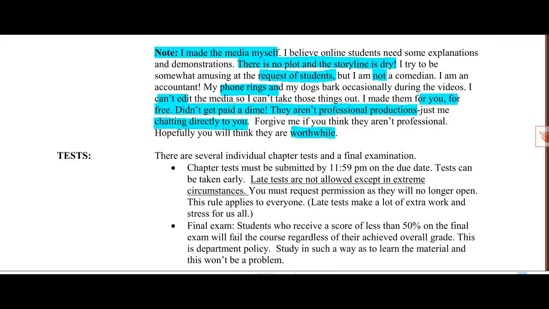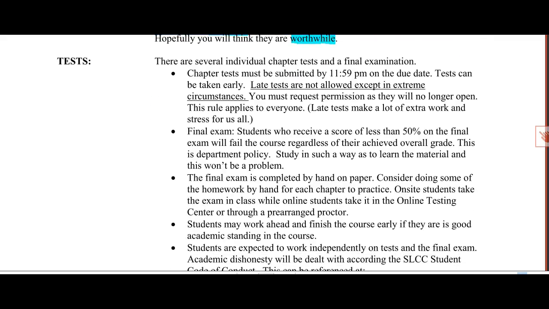I'm going to scroll down a little so we can see more about tests. We have chapter tests in this course, and the chapter tests are taken online, and they must be submitted by 11:59 p.m. on the due date. Tests are always due on Sunday. Tests can be taken early, but late testing is not allowed except in extreme circumstances. This is my way of keeping you on task and on target time-wise.